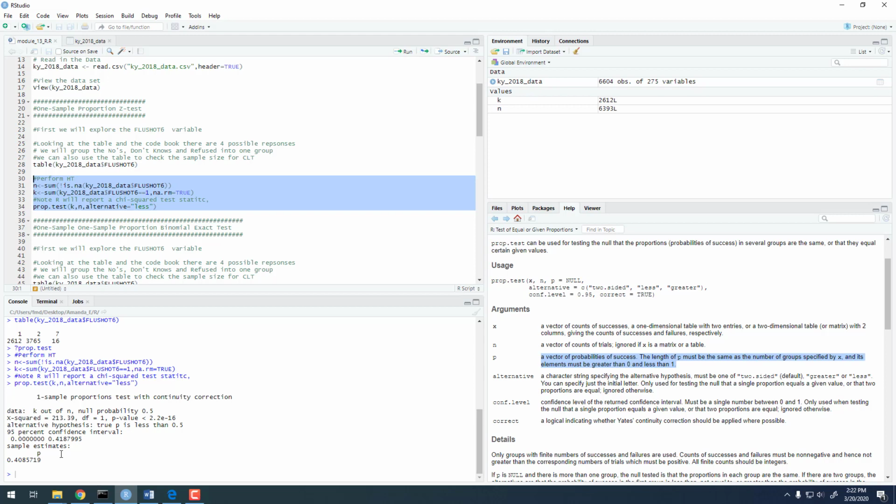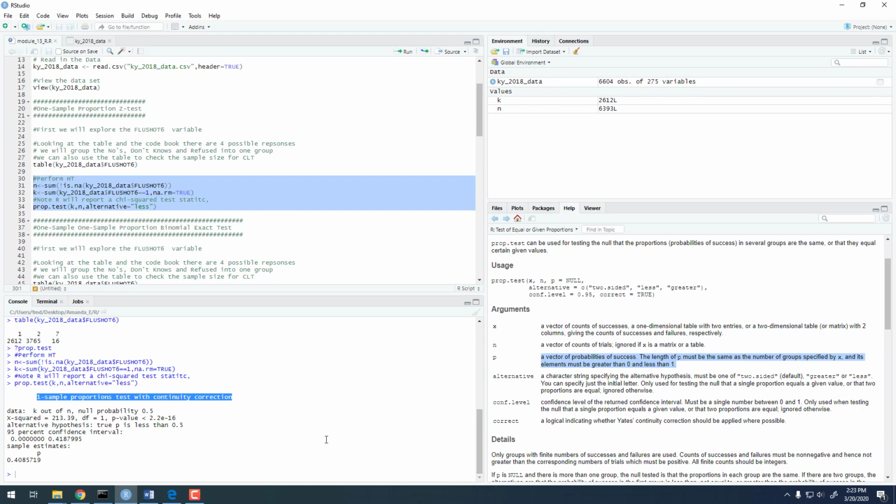All right, so here is our output. Notice here, this is the same output that we got when we looked at the confidence interval. Now, there are some parts of this I ignored when we talked about the confidence interval, and so now that we've seen this before, I want to talk about some of these different pieces. First of all, notice up at the top it says one sample proportions test with continuity correction.